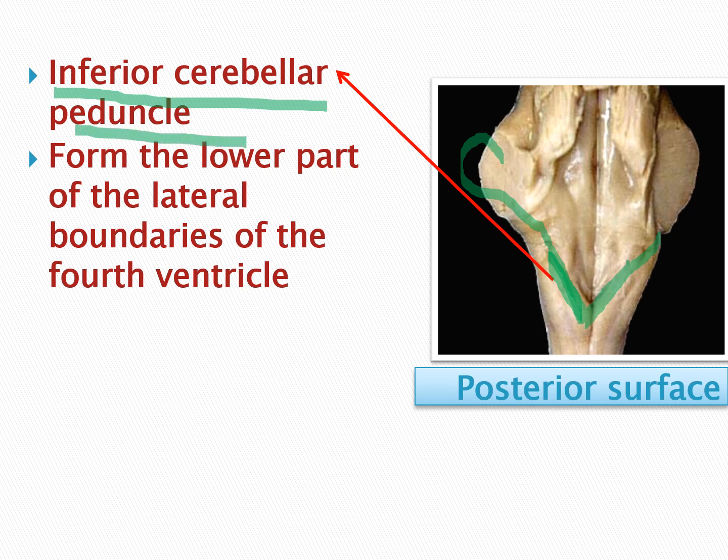What we are seeing here, the open part of the medulla and the dorsal surface of the pons, all together will form the floor of the fourth ventricle. The inferior cerebellar peduncle forms the lower part of the lateral boundaries of the fourth ventricle.